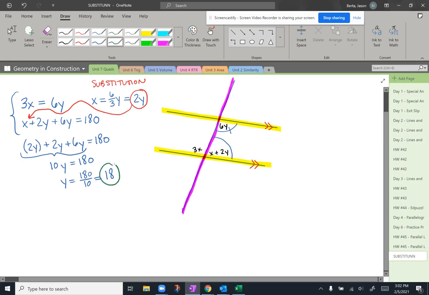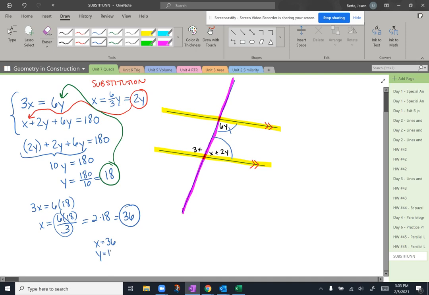And now I substitute again. I can go back to the first equation and plug 18 in for y. I see that 3x will equal 6 times 18, which means if I divide both sides by 3, I see that x will equal 6 times 18 divided by 3. Well, here I know that 6 over 3 is just 2. So x is 2 times 18, and x is going to be 36. So I've got a value of x equals 36 and y equals 18.